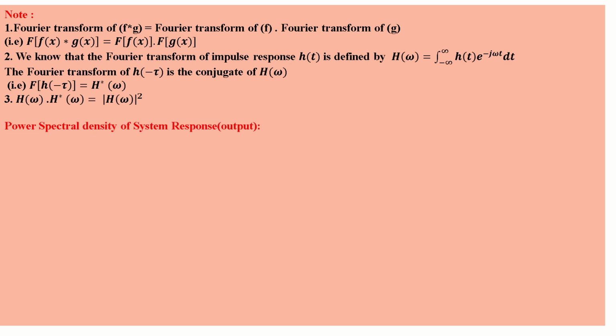H star is nothing but the conjugate of H. You know the conjugate, right? For 1 plus i, the conjugate of 1 plus i is 1 minus i. Replace the sign of the imaginary part. Power spectral density of the system response output.